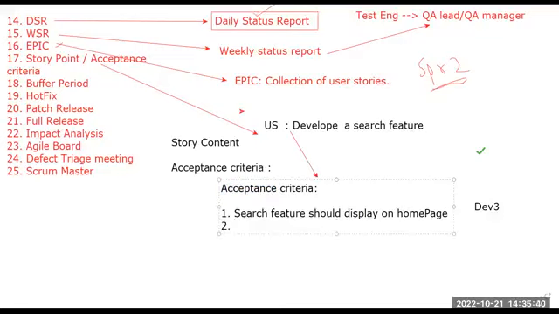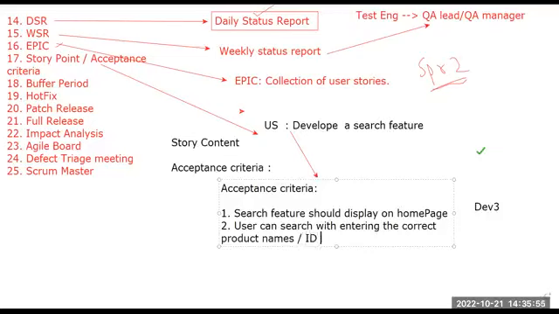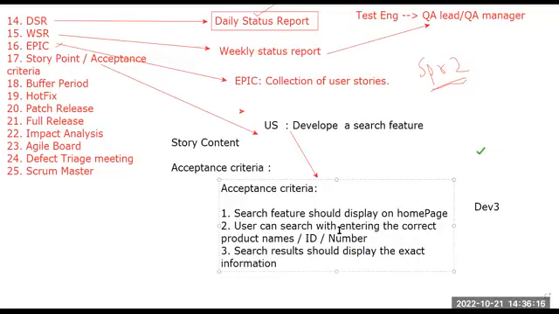Then next I can say that users can search by entering the correct product names, or by ID, or by number, whatever it is, depending on the application. Then you can say that the search result should display the exact information. Exact information means, if I search for mobile, it should display only mobile information in the search result. If you get clothing information for a mobile search, is that the correct implementation? No, right? Based on your search, you should get a proper result. So that is another criteria.